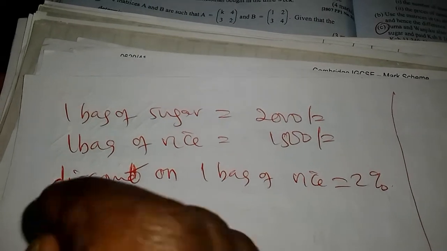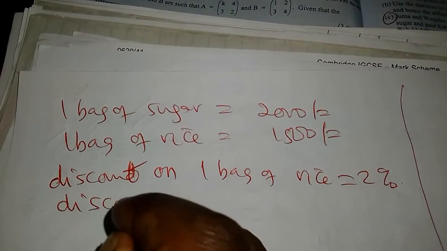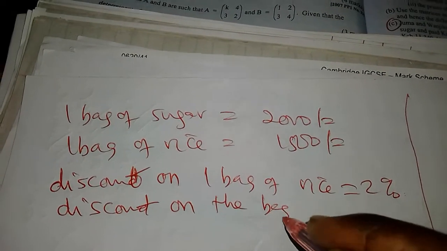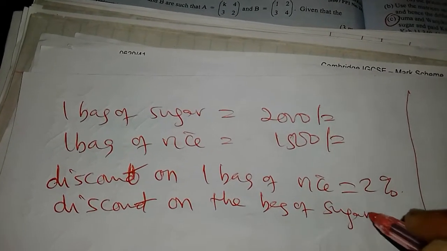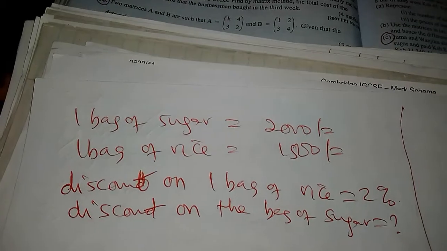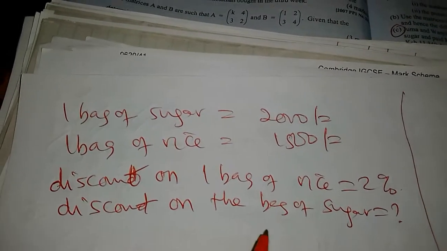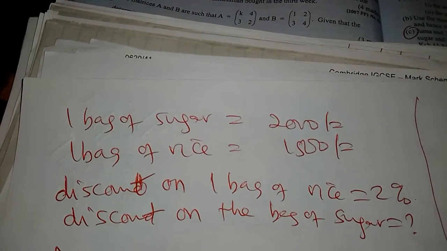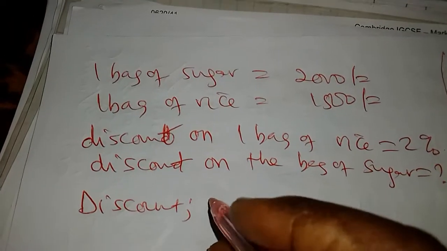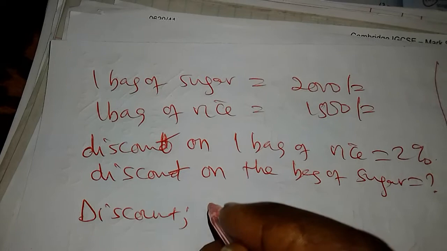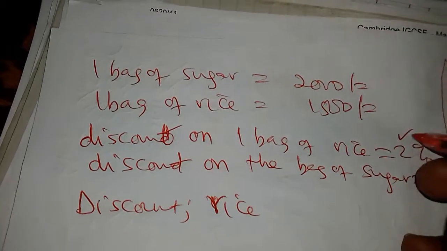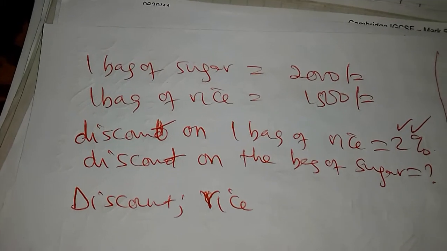Yeah. And now they want us to get the discount on the bag of sugar. Yeah. Now what do I do here? I'll just say, let me first get the discount on the bag of rice, which has already been given in terms of percentage. So I have to get the figure in terms of the amount of money.